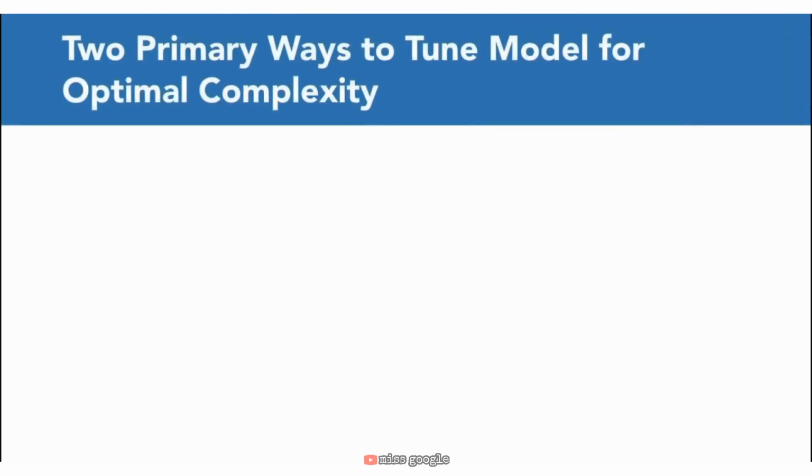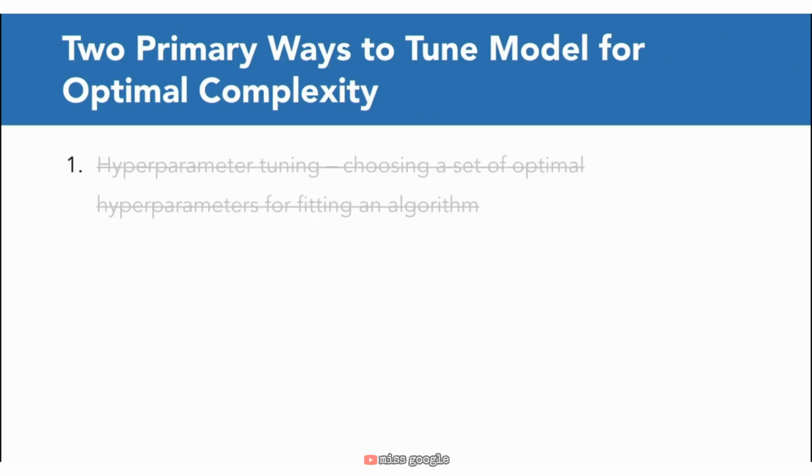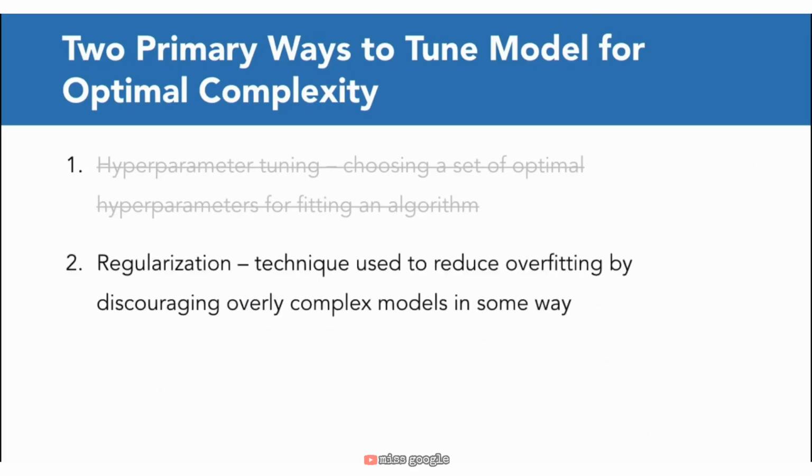In the last lesson, we talked about hyperparameter tuning as a method to avoid underfitting and overfitting. So we could explore different settings of maximum tree depth for a decision tree to determine which setting gives us the best model. In this lesson, we're going to focus on another way to tune model complexity called regularization.